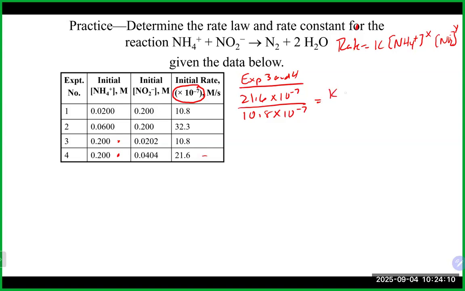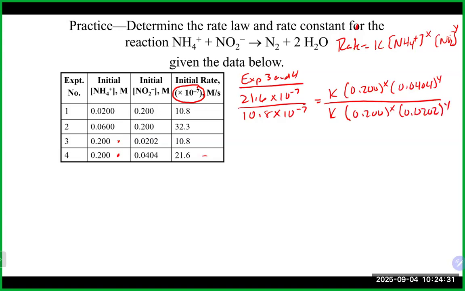We're going to go k, 0.2 to the X, 0.0404 to the Y. Also for this one, we're going to go 0.2 to the X and 0.0202 to the Y. All right, so doing our little math here, we get 2 is equal to, again, these are going to cancel, these are going to cancel, and that's going to yield us a 2 there. Y will equal 1 in this case.